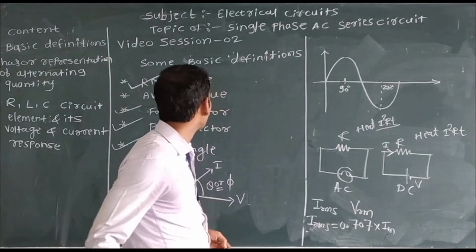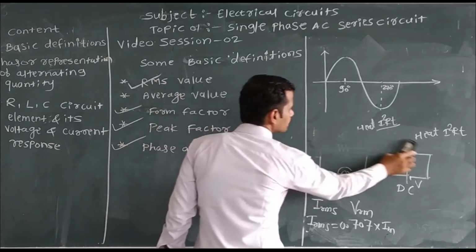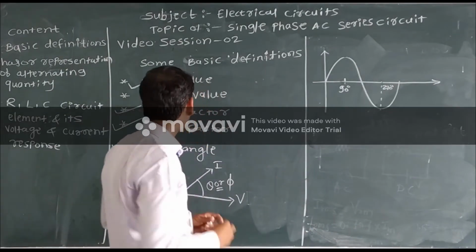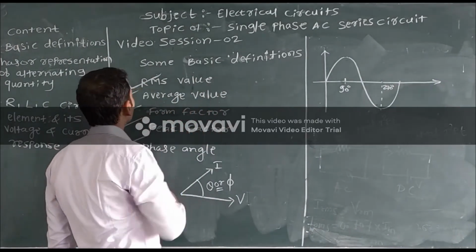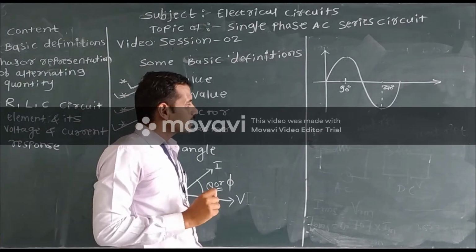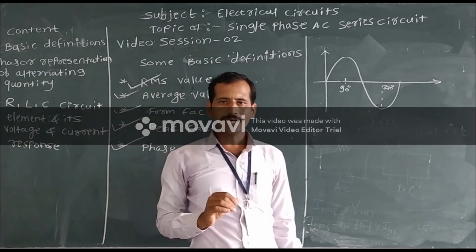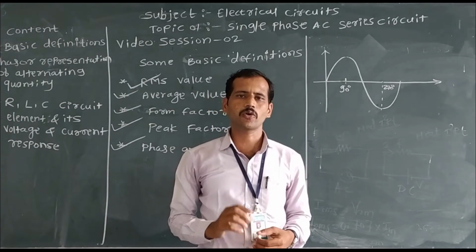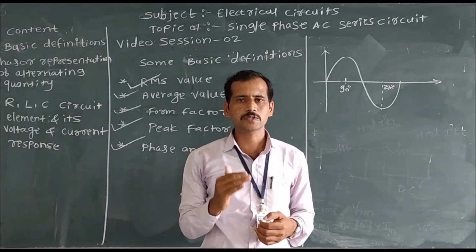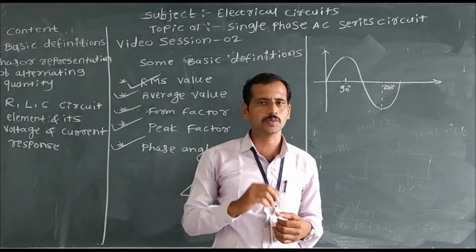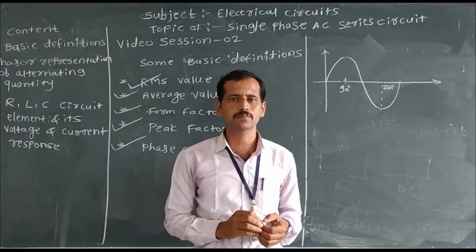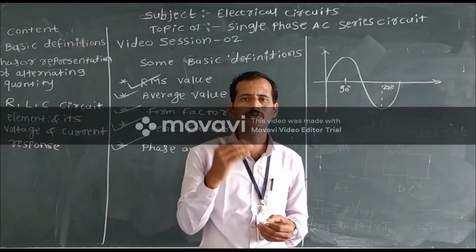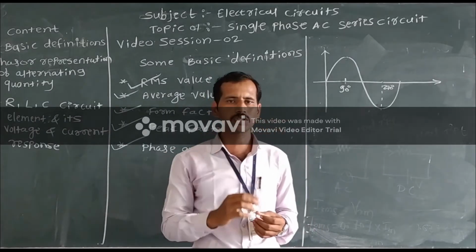Next we will see average value. What is meant by average value? It is that value of DC current which, when flowing through a given circuit for a given time, transfers the same charge as transferred by the alternating quantity. In RMS value we are producing heat; here we are transferring charge.